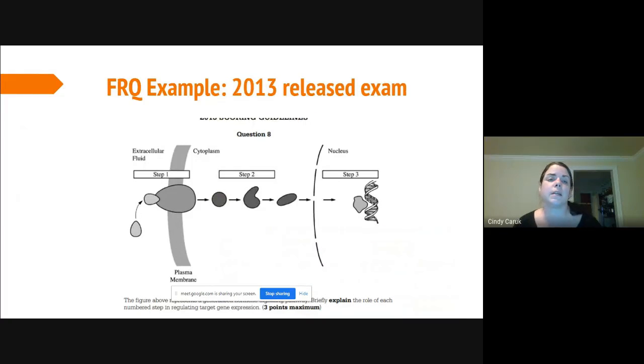Okay, this is an example FRQ from 2013. You would have to look at this and explain each of the roles of the numbered steps regulating gene expression. So you would say, step 1, I see a reception of a hydrophilic signal, and I know that's it because the receptor is in the plasma membrane. Step 2 is my signal transduction pathway, which is amplifying my signal. And step 3, I have the response, a transcription has been made that's changing the gene expression.